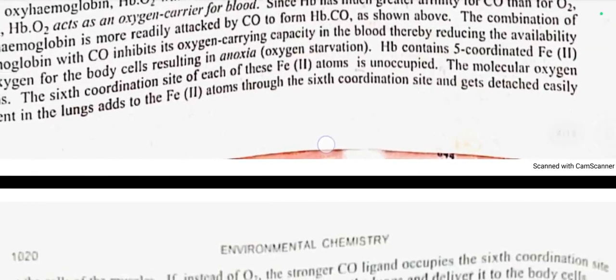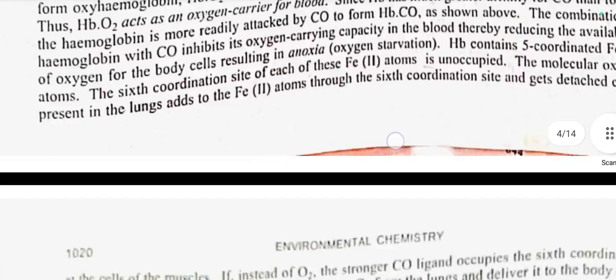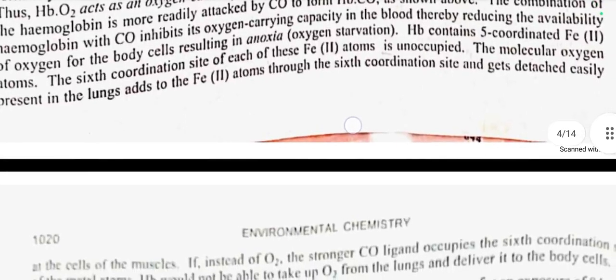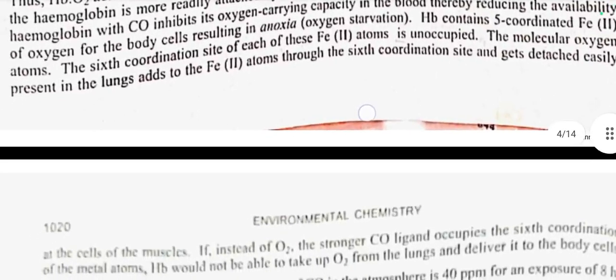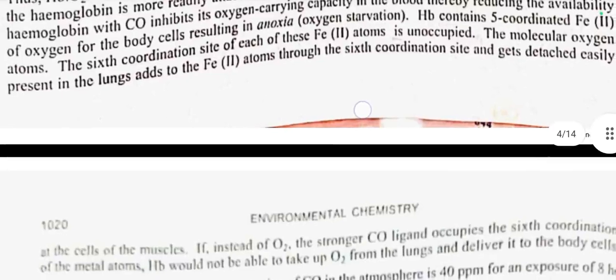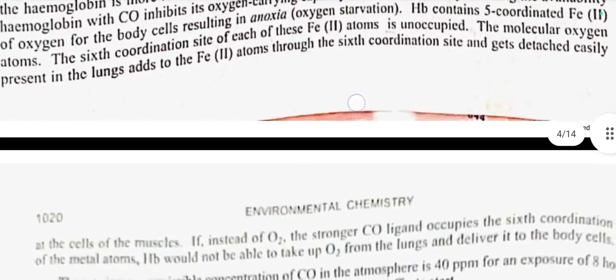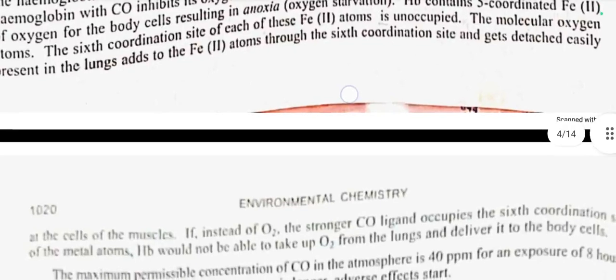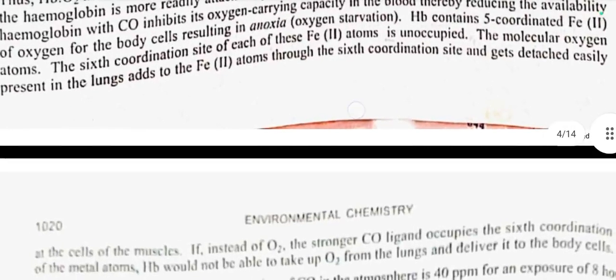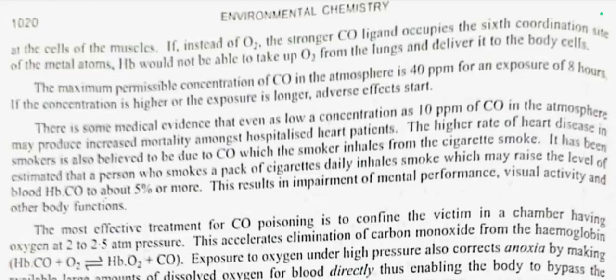Hb contains 5 coordinated Fe2+ atoms. The 6th coordination site of each of these Fe2+ atoms is unoccupied. The molecular oxygen present in the lungs adds to the Fe2+ atoms through the 6th coordination site and gets detached easily at the cells of the muscles. If instead of O2, the stronger CO ligand occupies the 6th coordination site of the metal atom, Hb would not be able to take up O2 from the lungs and deliver it to the body cells.